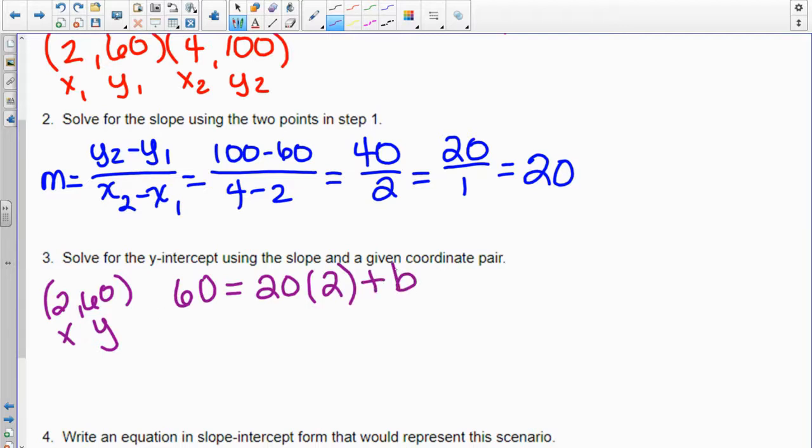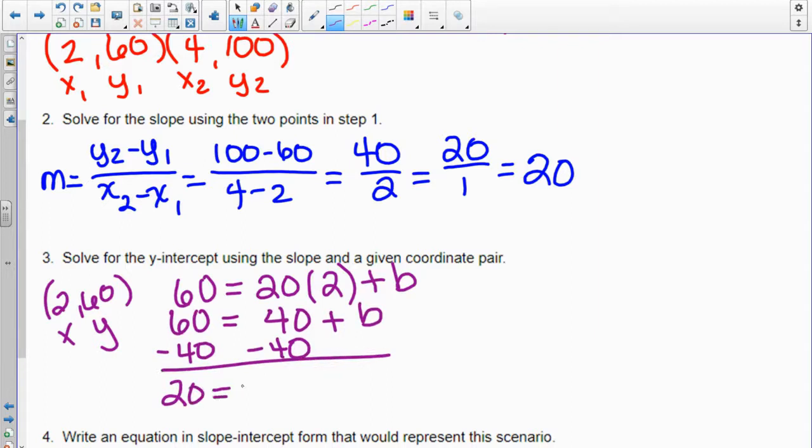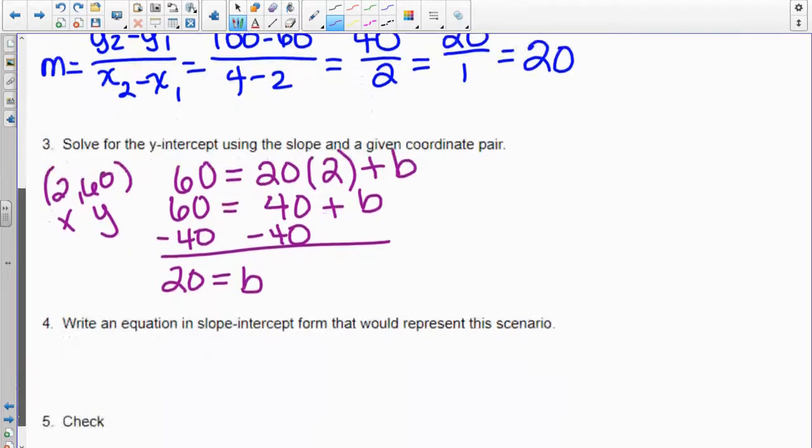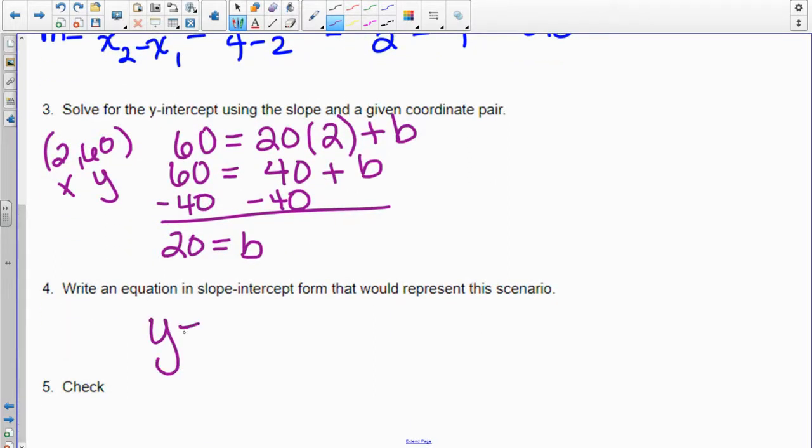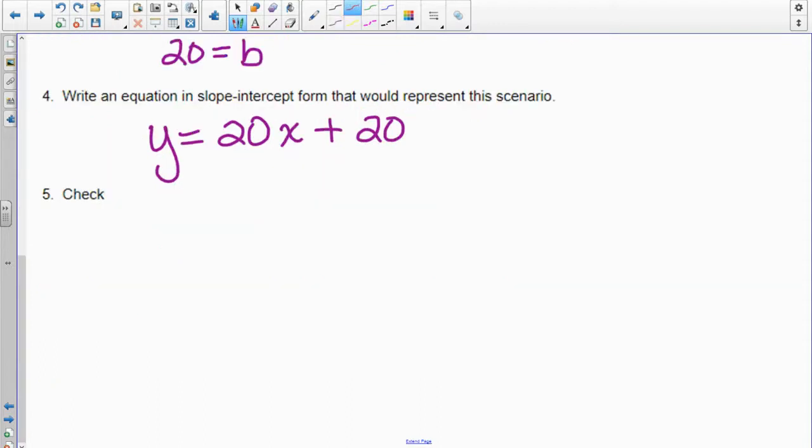In other words, how many miles has she run already? So 60 equals 40, because 20 times 2 is 40, plus b. I'm going to subtract 40 to get b by itself. So 20 equals b. So both of them equal 20 here. So write the equation. Y equals, the slope is 20, which is 20 miles in a week, plus she must have already run 20.